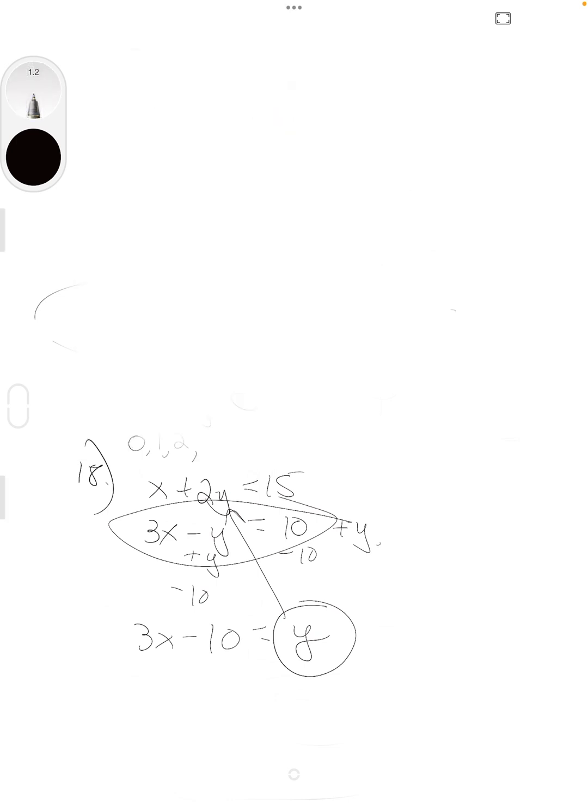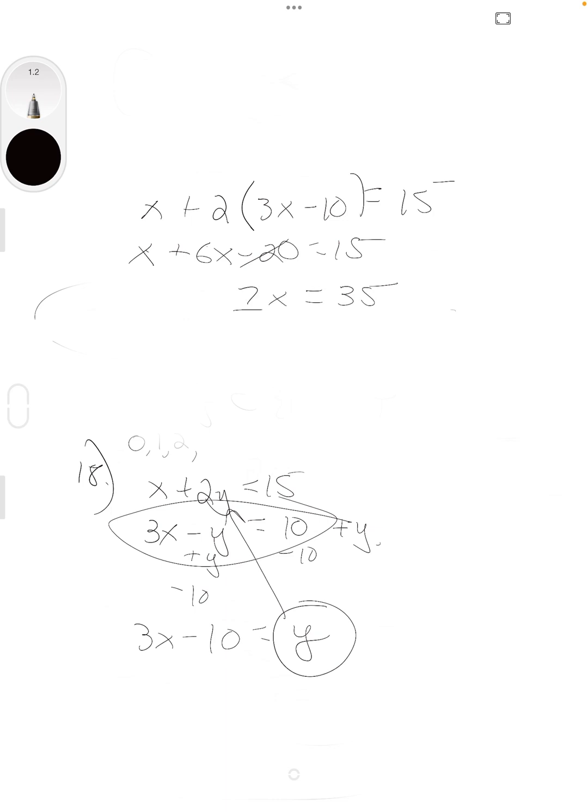So x plus 2 times y, well, what's y? That's 3x minus 10 equals 15. So x plus 6x minus 20 equals 15. Add 20 to both sides, I get 35 on the right. And x plus 6x is going to be 7x. Divide both sides by 7, and I get x equals 5.